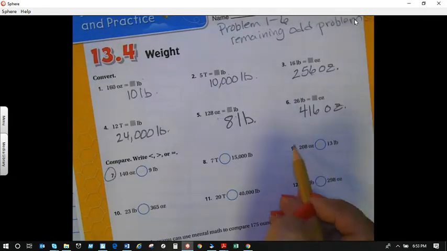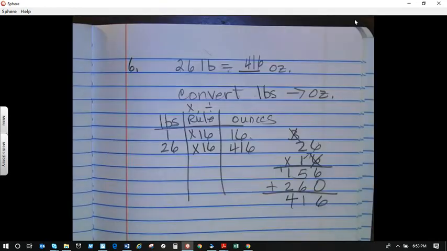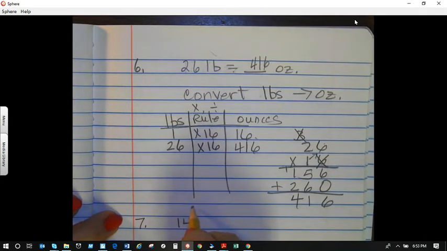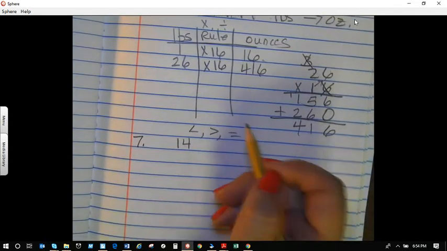Numbers, we're going to be working on number 7, number 9, and number 11. All right, let's get busy. Same thing, I have number 7. I need to find out whether this is going to be less than, greater than, or equal. So we're doing comparing, and that was our goal for today.